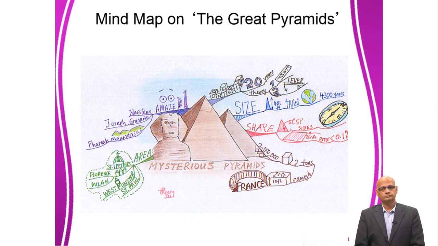So the mind map has been around for the last 50 years now. Just see how interesting it is. It's full of color. Look at the way the branches are created. They are thick at one end and tapering out. Look at the way the words are written on top of the branches.